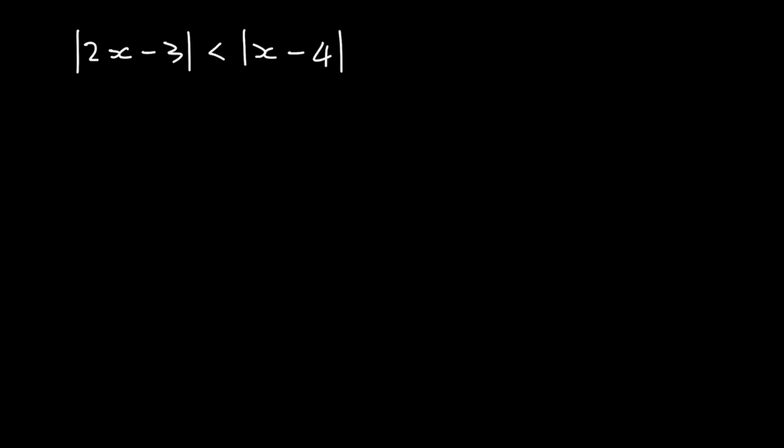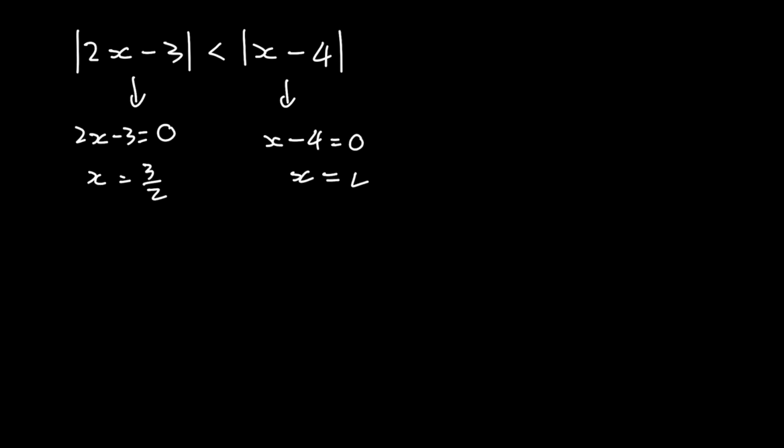For day 90, we are asked to solve the following inequality that involves absolute values. So the way to go about this is as follows. First of all, we're going to find critical values by making each of these equal to 0. So 2x minus 3 equal to 0 can be solved to be x equal to 3 over 2. And x minus 4 equal to 0 can obviously be solved to be x equal to 4.